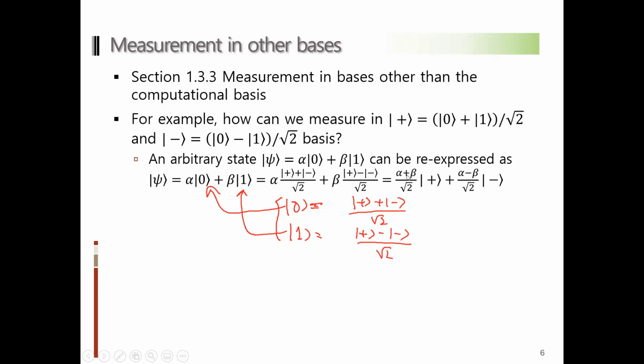And if none of these probability amplitudes vanishes, then you have a chance to measure each of them, but the probability to measure plus or minus depends on the absolute value of this part. So that's the meaning of measuring in different bases.